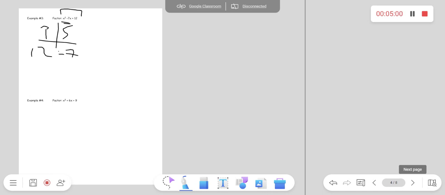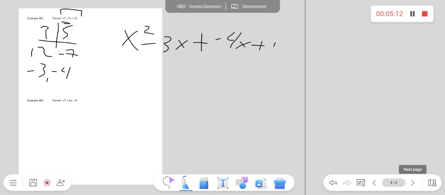So I need two numbers whose product is positive 12. So it's two of the same thing. How about -3 and -4? So that's going to give me x squared minus 3x, big old plus in the middle, minus 4x plus 12. Why do I have that plus sign? Because the plus sign must live in the middle. It must. The negative is attached to that 4. Don't lose your negative on that 4.